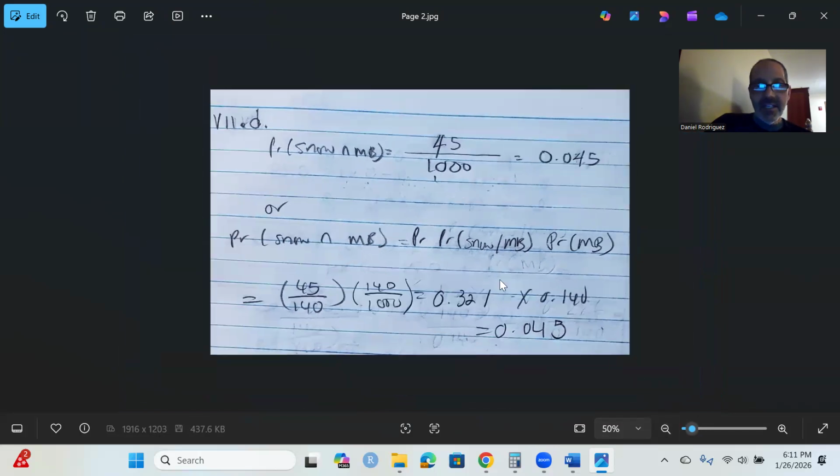Right? I can do it two different ways. I can do it either through the table or through the equation. So using the equation, again, we're dealing with that multiplication rule. We're just rearranging the equation. The probability of participating in snow sport and mountain biking is equal to the probability of snow sport given mountain biking times the probability of mountain biking. And then using the table, I can just figure that out, right?